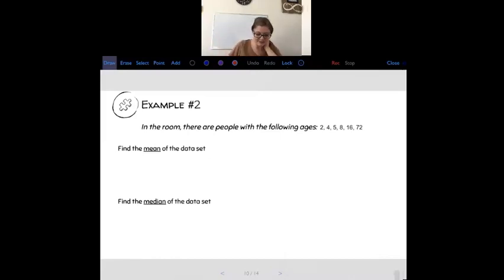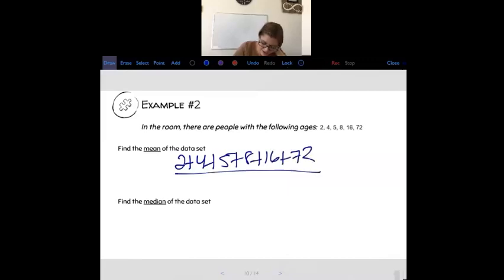If we find the mean of this data set, we would add up 2 plus 4 plus 5 plus 8 plus 16 plus 72 and divide by 6, since there are 1, 2, 3, 4, 5, 6 numbers. If we do this calculation, we should come up with 17.83. Because it's maybe a grandparent with their grandchildren in the room, this average is being pulled towards 72 because that's a higher number. Okay, so let's talk about the median of this data set.